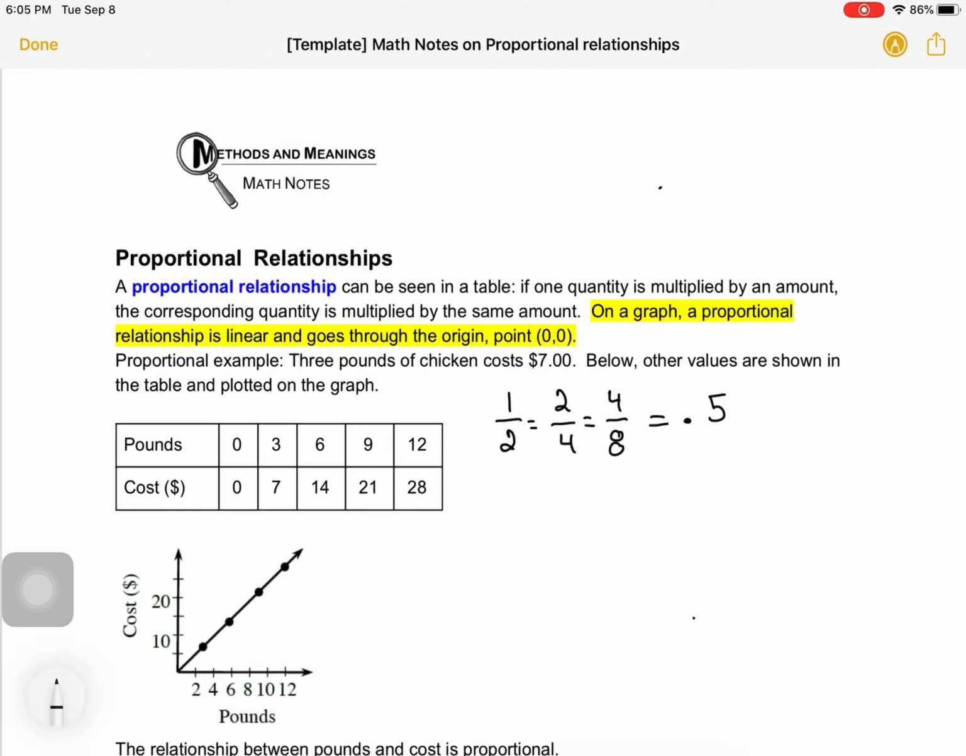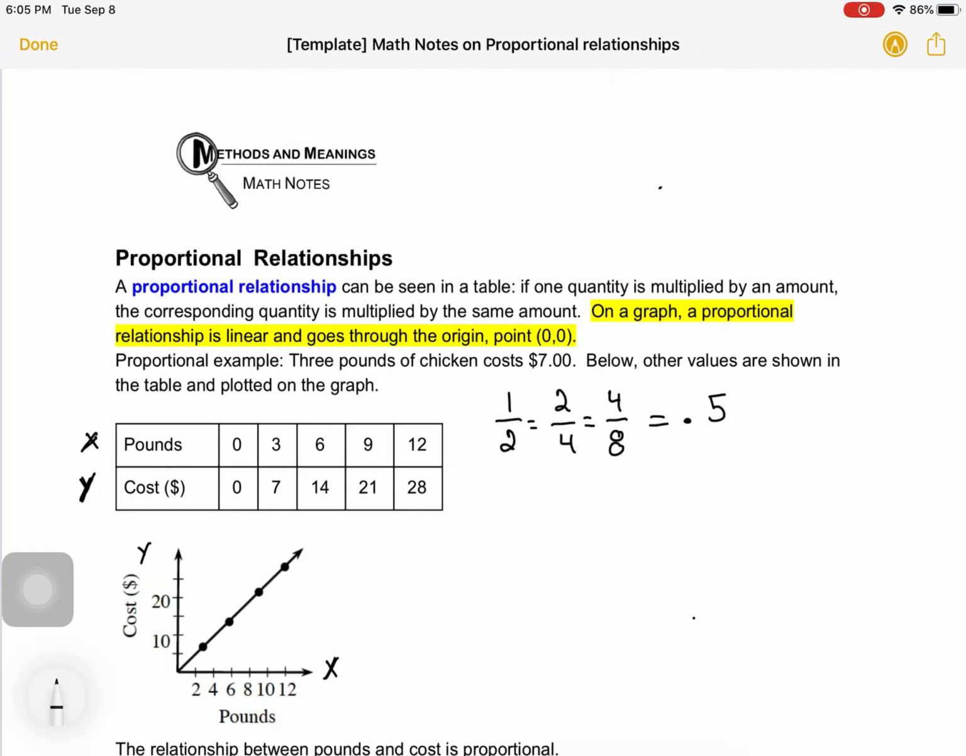So the first thing I'm going to do is determine which one of these, pounds or cost, is the y variable and which one is the x variable. Well, I can look at my graph and see that the x variable here is in pounds, so pounds is my x variable, and my cost is my y variable. These are also known as your dependent and independent variables.